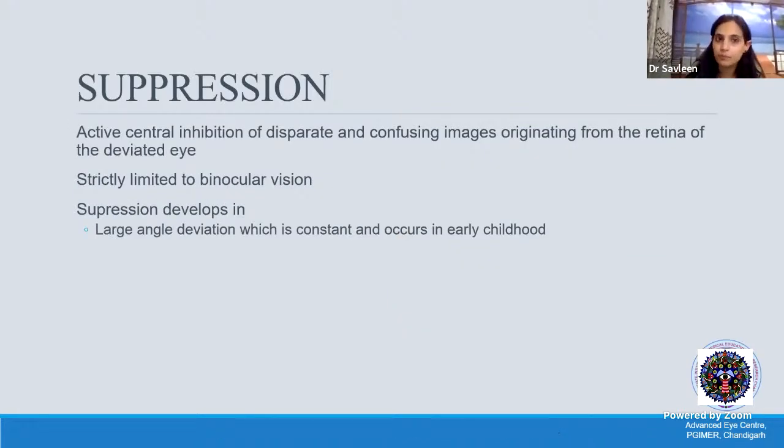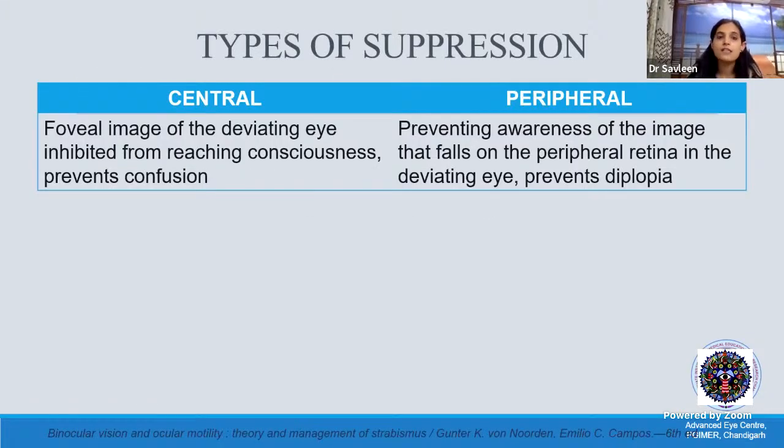So the first one is suppression. Suppression means just inhibition. The brain is inhibiting any disparate or confusing image, but it will always happen when binocular vision is being developed. So it will not happen if you have a monocularly seeing patient. With a large angle deviation, which is constant and seen from childhood, the brain might suppress one eye, so inhibit it, and hence you'll see just one eye being used. So suppression could be central or peripheral.